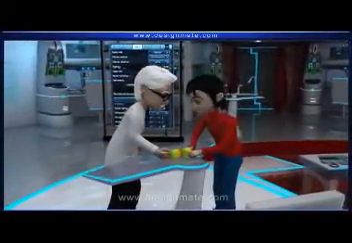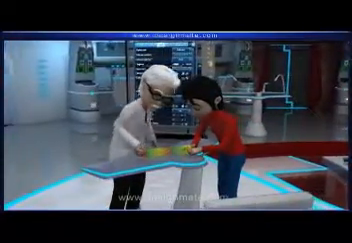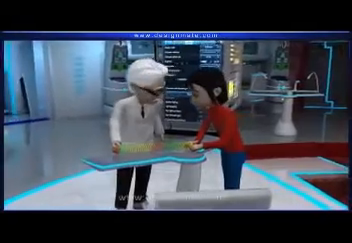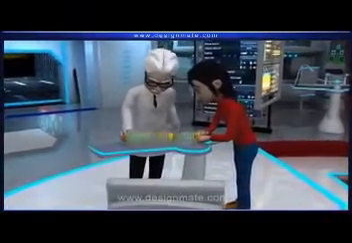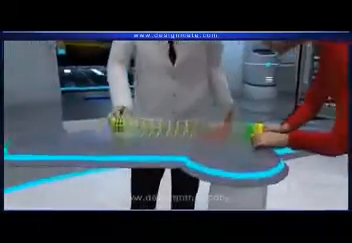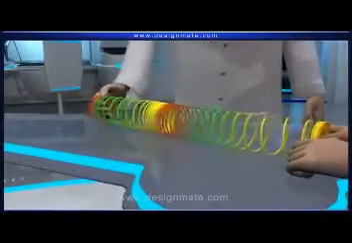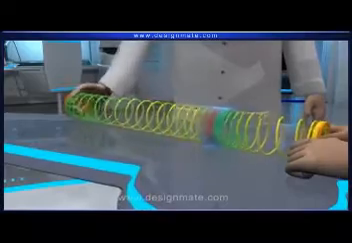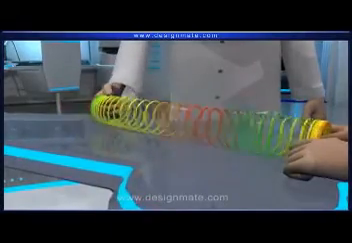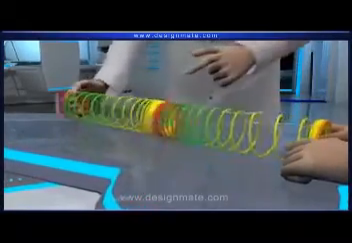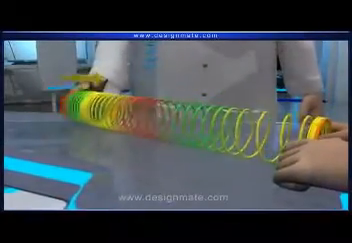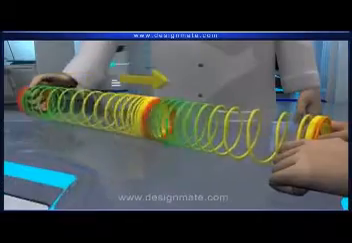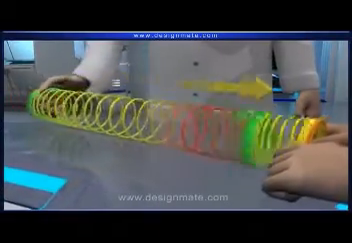Emily is holding one end of the slinky, while Dr. Zook is pulling its other end towards himself and then pushing it towards Emily. Watch closely, and you will notice that some of the coils crowd close together and then slowly move farther apart. This is because the vibrations are parallel to the direction of the wave.